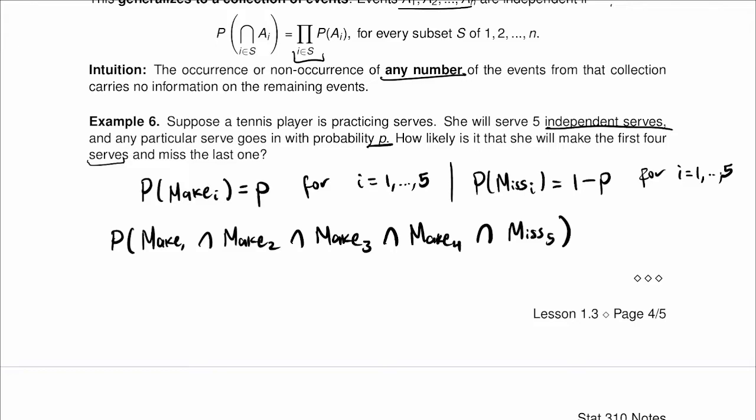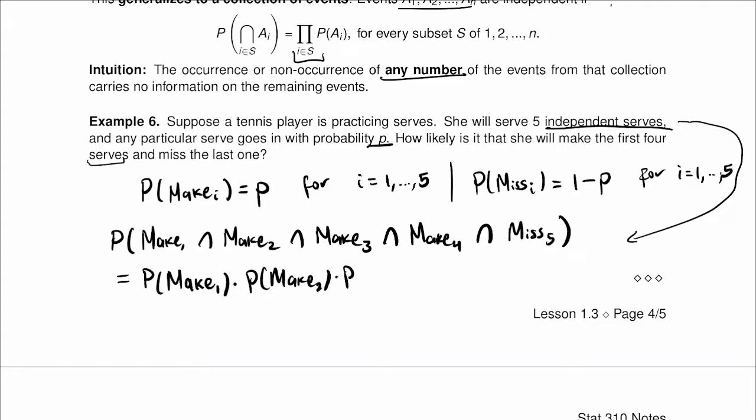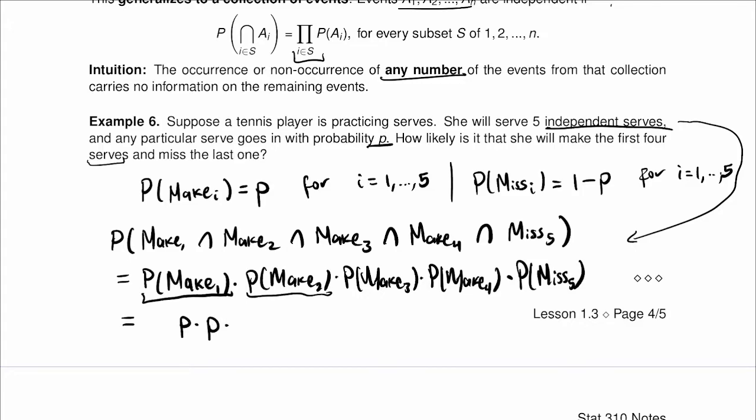So we have to calculate this probability, and we are going to use the independence condition here, because the probability of the intersection is the product of the probabilities if they are independent. The probability of make the first serve and the second one is the probability of making the first one times the probability of making the second one times the probability of making the third one times the probability of make the fourth serve times the probability of miss the 5th serve. And we will have that the first probability is P, the second is P, this one is P, and the probability of missing the serve is 1 minus P. So this is P to the 4 times 1 minus P.